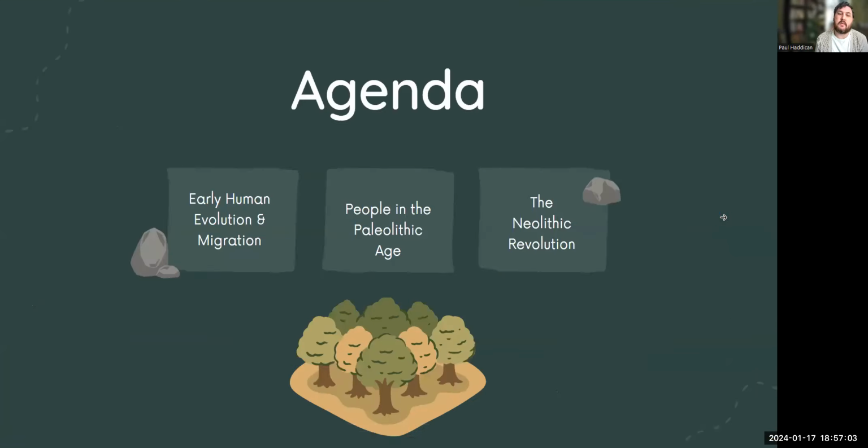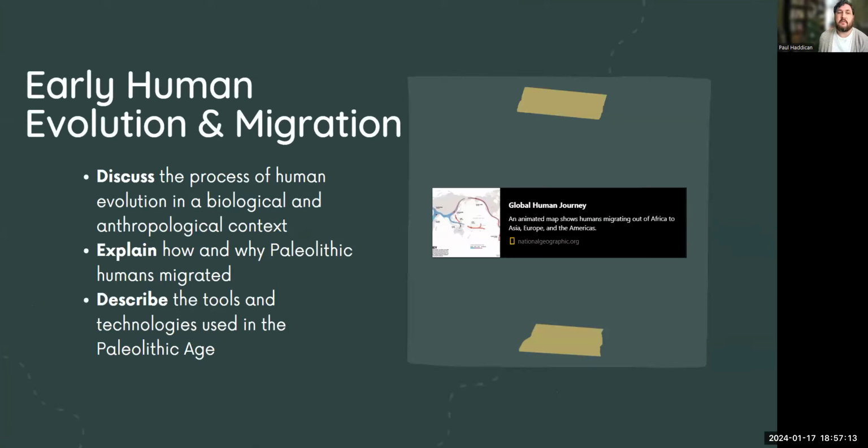Today, we're going to talk about early human evolution and migration, people in the Paleolithic age, and then the Neolithic Revolution. So we're starting with early human evolution and migration. We will discuss the process of human evolution in a biological and anthropological context, explain how and why Paleolithic humans migrated, and describe the tools and technologies used in the Paleolithic age.